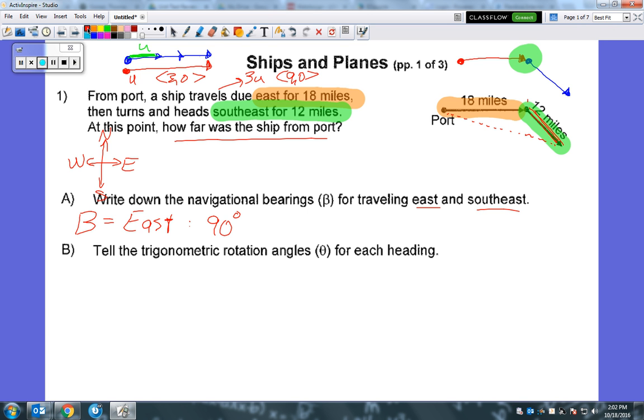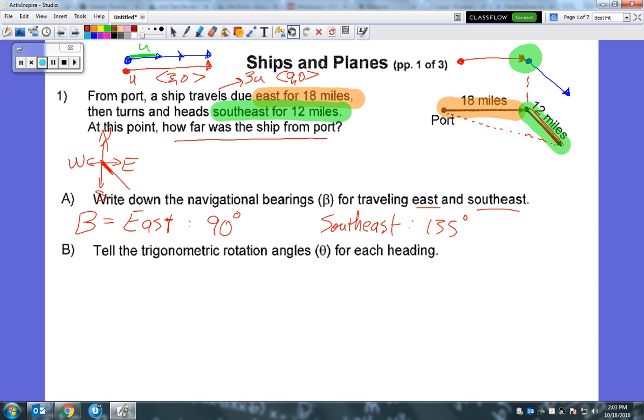And again, bearing starts from 12 o'clock and it goes clockwise. Okay? So however far it takes, we know that it's going to be 90 degrees plus an additional what? 45 degrees. And that is implied when you're talking about southeast being right in between east and south. Okay? So the bearing for southeast, this is how you would do it on the test, is going to be 135 degrees.